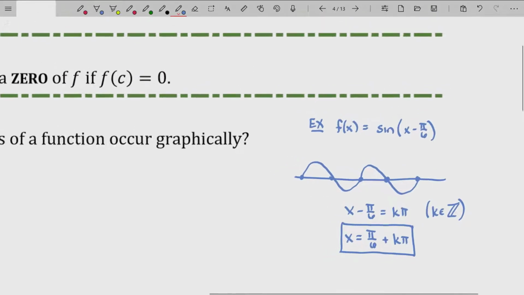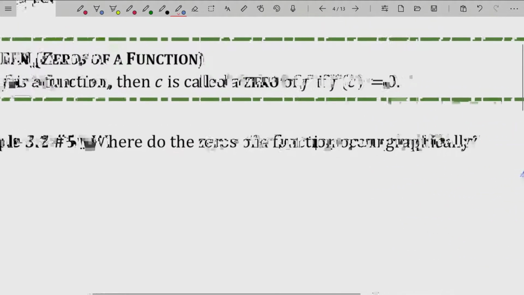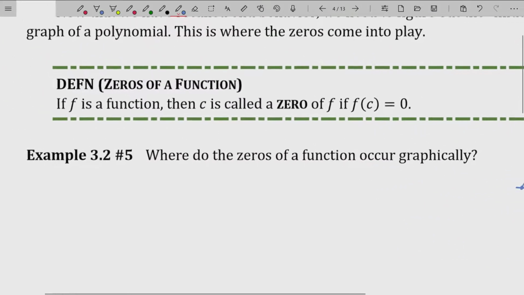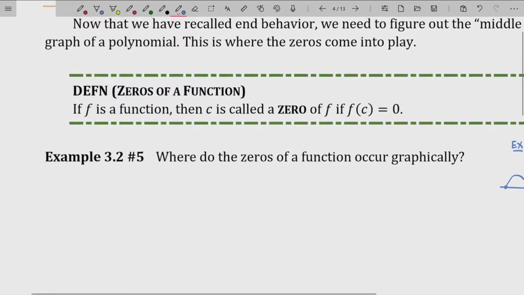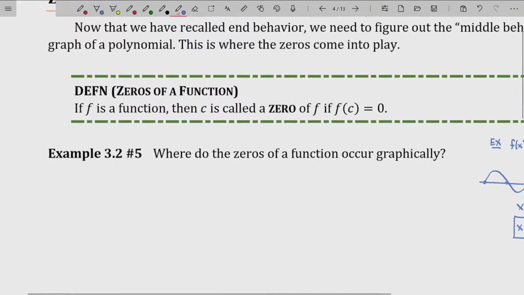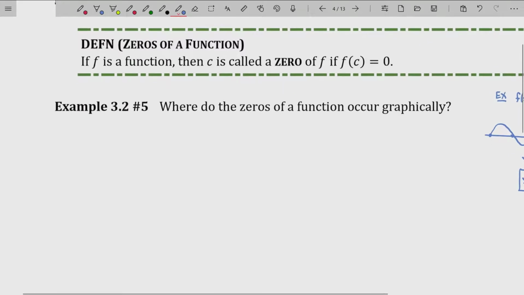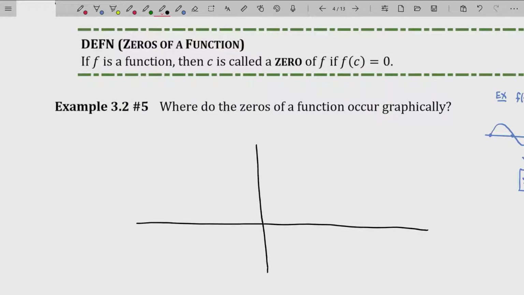That being said, where do the zeros of a function occur graphically? I've just said it, actually, but it's still important to write this down. Where do the zeros of the function occur graphically? So imagine you have some random function this time. It doesn't have to be the sine. It could be any function you want. That's the standard function I draw in all cases for some weird reason.